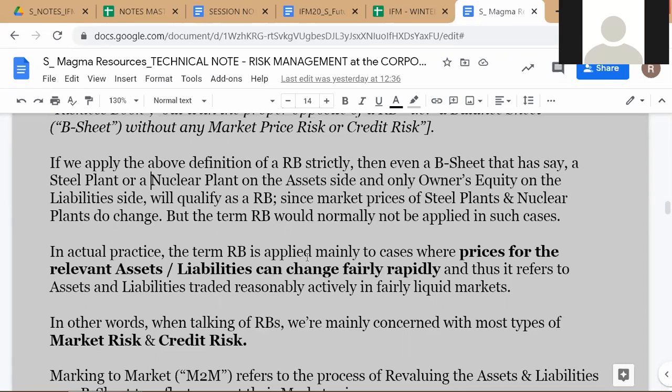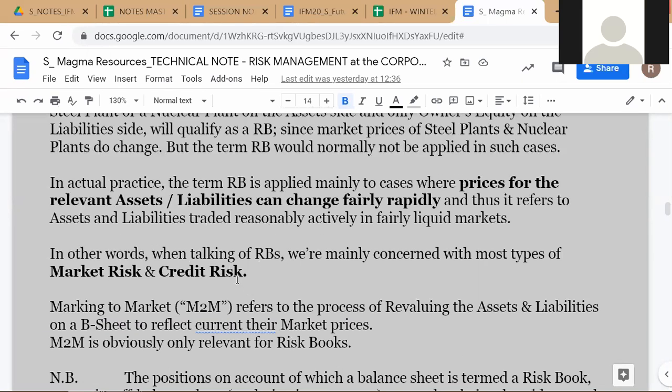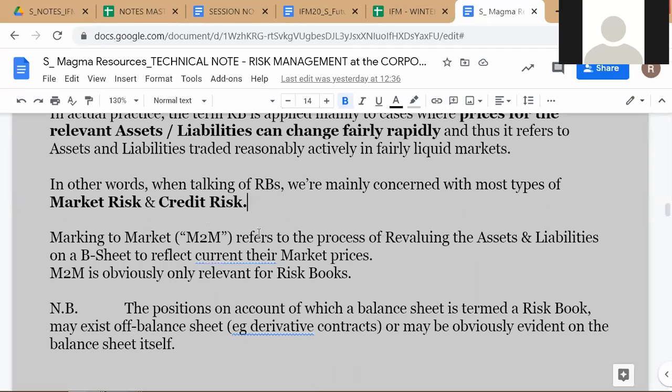This is a little bit of a qualitative addition to the definition, a sort of coloring of the definition. Mainly we are concerned with market risk and credit risk in most cases where we talk about risk books. And marking to market, you already know. This is only relevant for risk books.